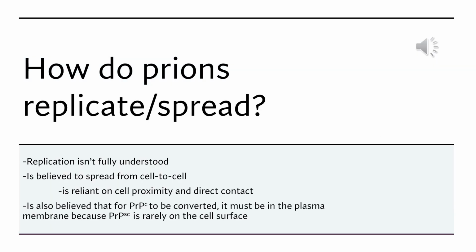How do prions replicate? As with everything else, the replication of prions isn't fully understood. It is believed to spread from cell-to-cell contact and is reliant on cell proximity and direct contact to do this. So the closer the normal prion proteins are to the infected, the more likely they are to get infected. It is also believed that for the normal prions to be converted, it must be in the plasma membrane because the infected prions are rarely seen on the cell surface.